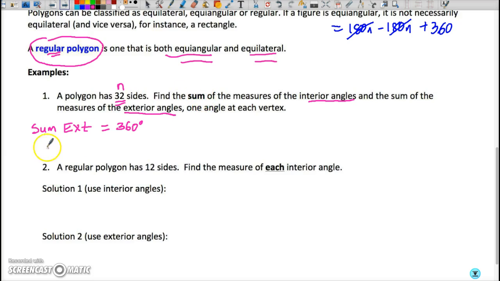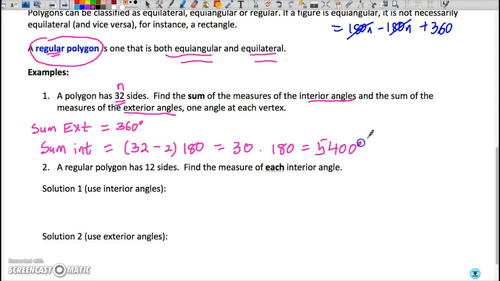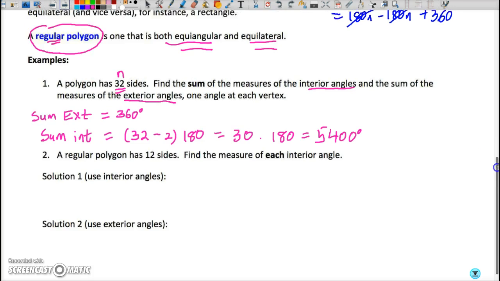For the sum of our interior, we are going to have our formula 32 minus 2 times 180. So that's got 30 triangles inside, which we then multiply by 180. And so 180 times 30 gives us a total of the interior angles of 5,400 degrees.